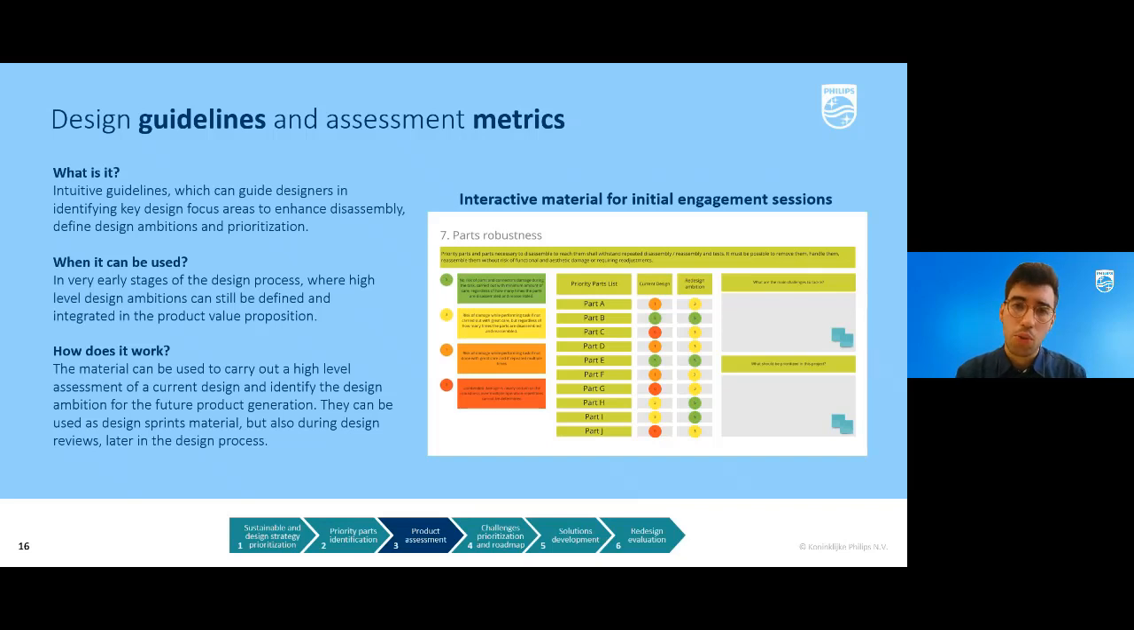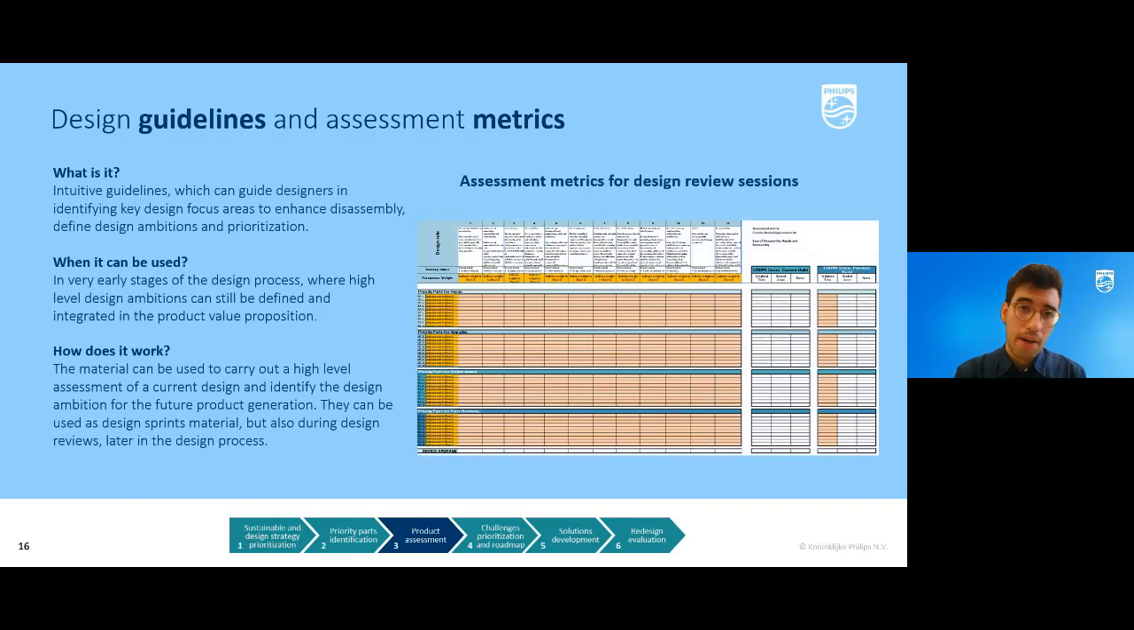And we also develop a sort of assessment system for it. The idea is really to assess the current design with the team and identify redesign ambitions. The second thing that we develop based on these guidelines are more complex and automatic assessment metrics that can be used also later in the project process. So you can imagine that at the beginning we define high-level circular redesign ambitions, and then we can use these type of metrics and tools to make sure that we are actually on the right path to achieve those initial ambitions.